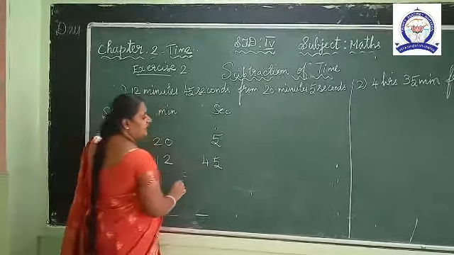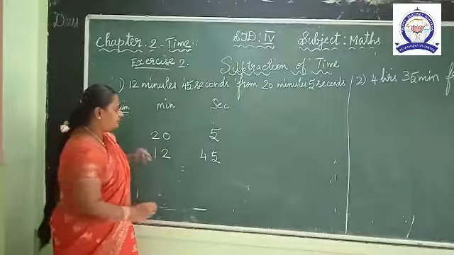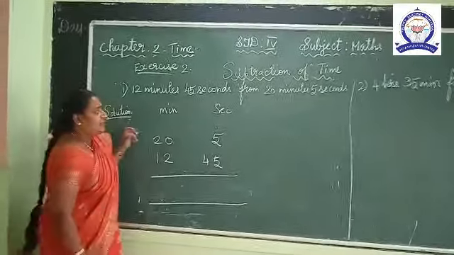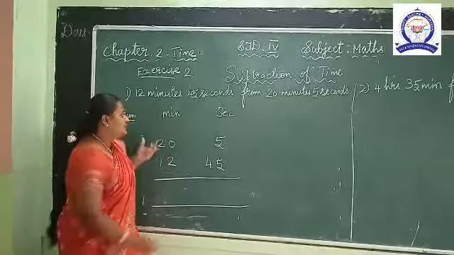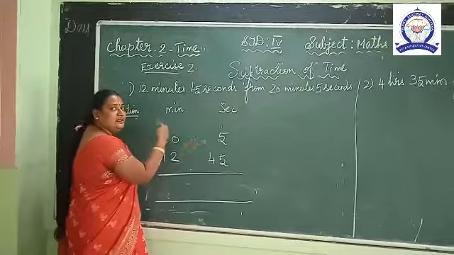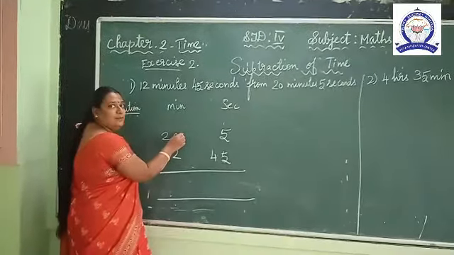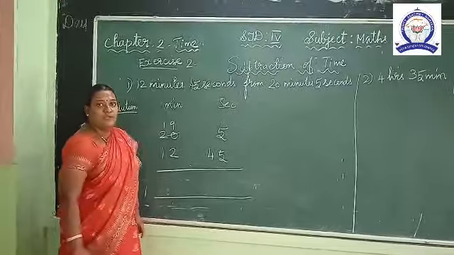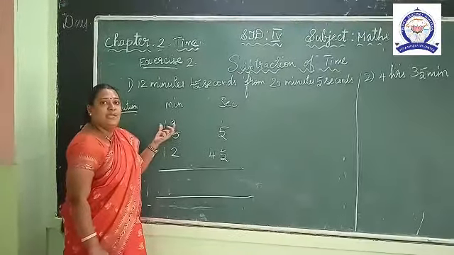Now listen, this is not ordinary subtraction. In time subtraction we have to borrow. Listen, we have to borrow from here. 1 minute, we borrow from minutes. So from 20 minutes we borrow 1. So 20 will become 19. Okay, 20 will become 19 minutes.